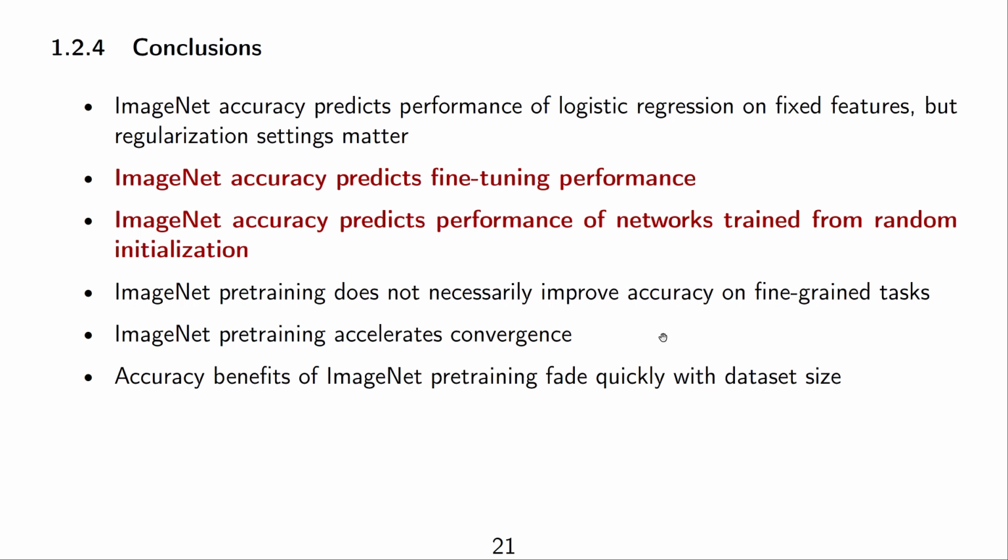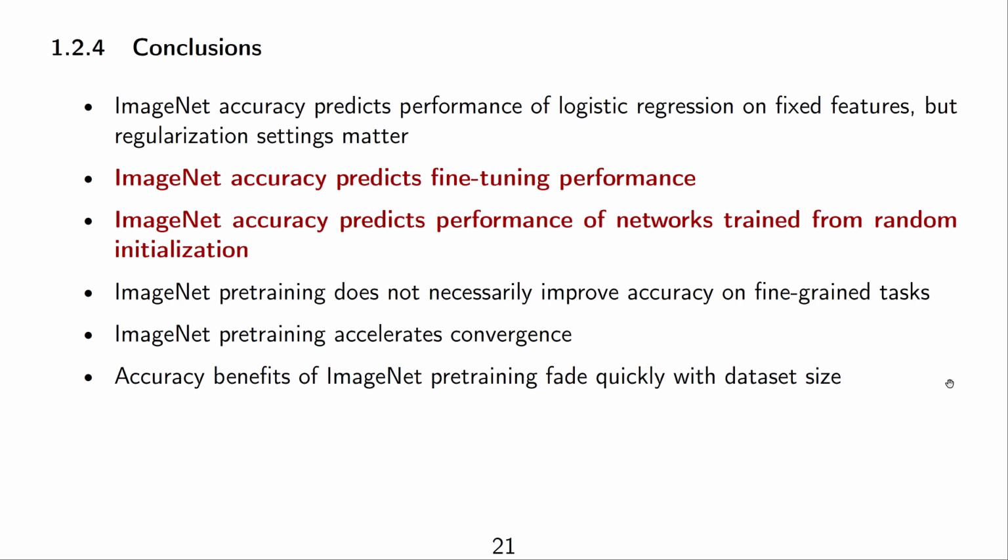Next, ImageNet pre-training accelerates convergence. A big reason why pre-training makes sense is simply because you can train much faster. And then last, accuracy benefits of ImageNet pre-training fade quickly with dataset size. If you have a very small dataset, then it is really important to have the weights from ImageNet. If you have a really big dataset, maybe even bigger than or as big as ImageNet, then ImageNet pre-training might not help you all that much because your dataset is so large that it can simply compute its own features well enough.